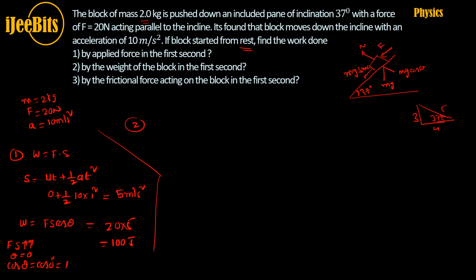Let's look at the second one. Second problem statement: work done by the weight of the block in the first second. Weight of the block is given. So how do you calculate this one? Here you have to consider the mg sin theta component, and then the distance that it travels. So work done by the weight of the block is nothing but the component of weight in the direction of displacement times displacement.